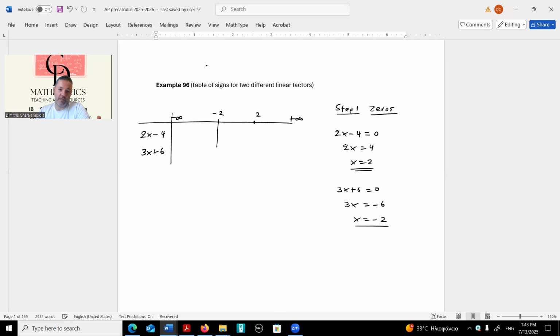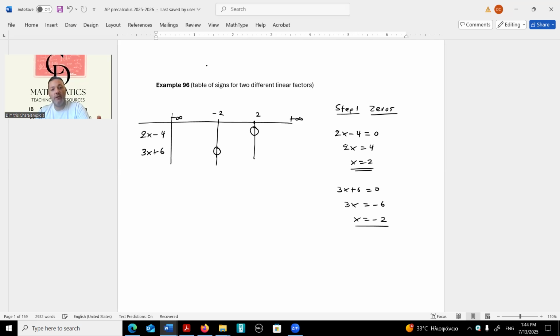From each one of these, I draw vertical lines, and I should put properly that 0 notation. 2x minus 4 gets to be 0 when x is 2. So each 0 should be put on that level. 3x plus 6 gets to be 0 when x is negative 2. So its 0 should be put on that level.